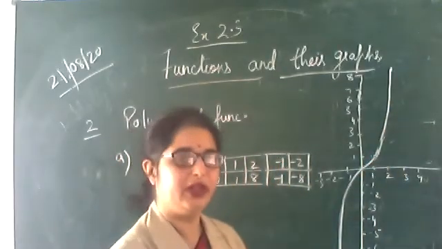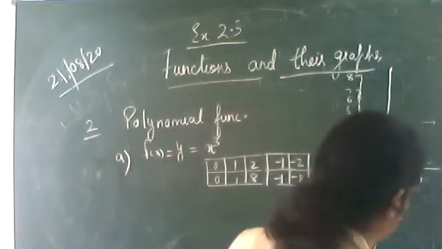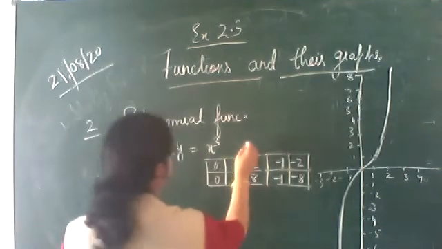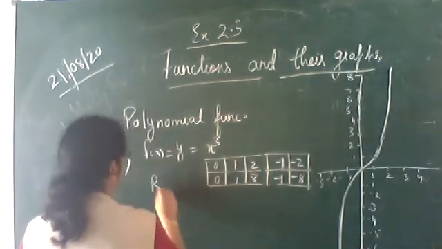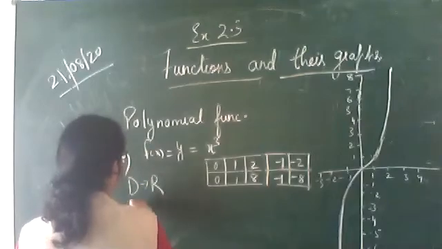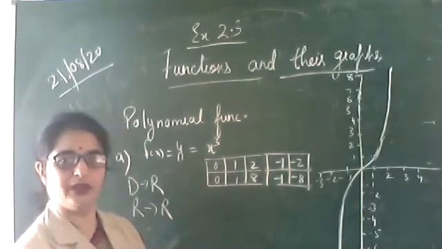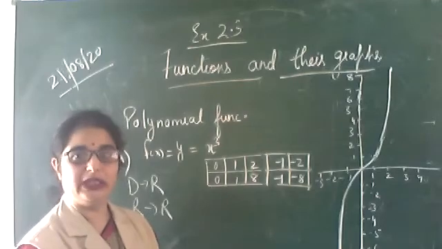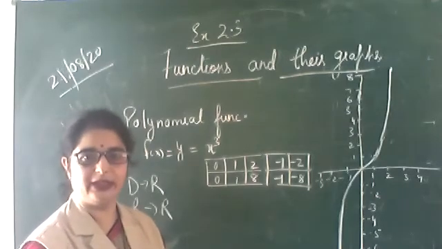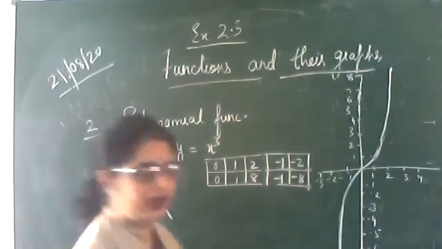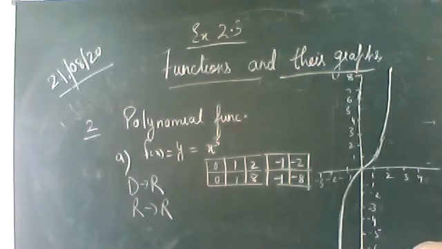So what we will get for x cube as a function, your domain will be real numbers and range will also be real numbers only. Is it clear? So your domain and range for x cube is what? Real numbers.